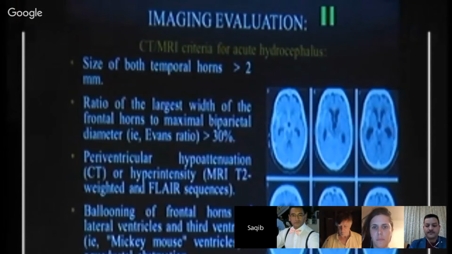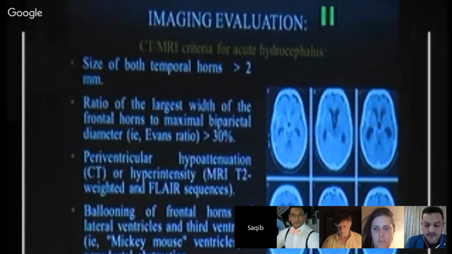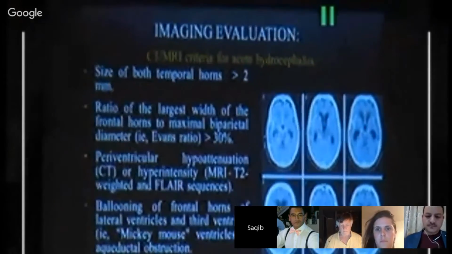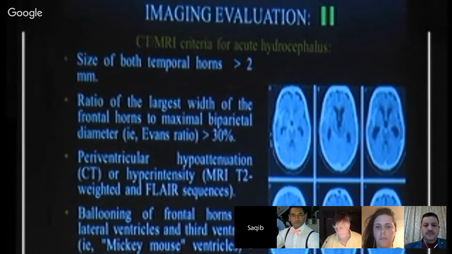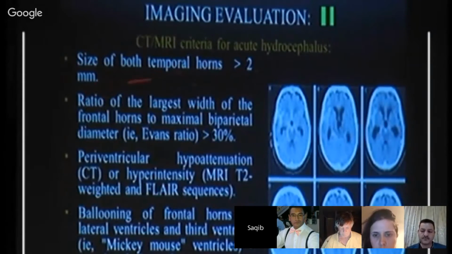Okay, after the history and examination, the next thing is to do some investigations. One of the common investigations that we usually perform is a CT scan of the brain. If you want radiological criteria to assess whether a patient has hydrocephalus or not, these are a few of the things that you look for. You look for the temporal horns beyond 2 mm. Usually, the temporal horns are barely visible.